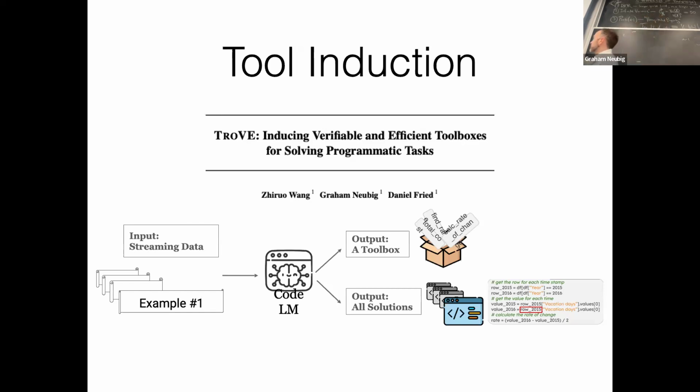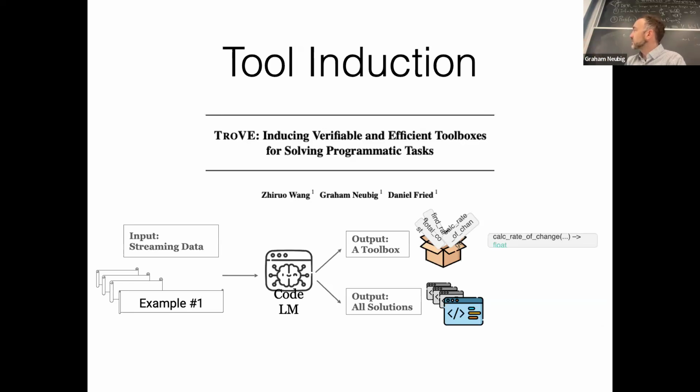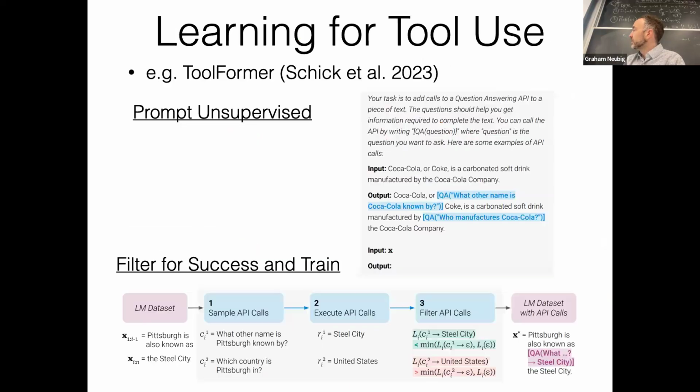And the way you output tools is you ask the model to define a function and then use the function to solve the problem. And then if defining the function and using the function to solve the problem results in a better result, then you have a new tool and you can add that tool into your toolbox. So it will output something like calc rate of change. And then next time you can use this calc rate of change tool in order to do a better job. So it's a little bit like Toolformer.